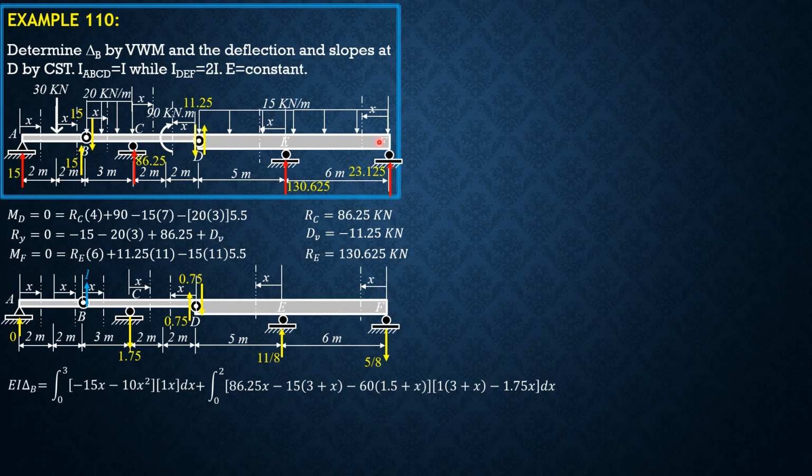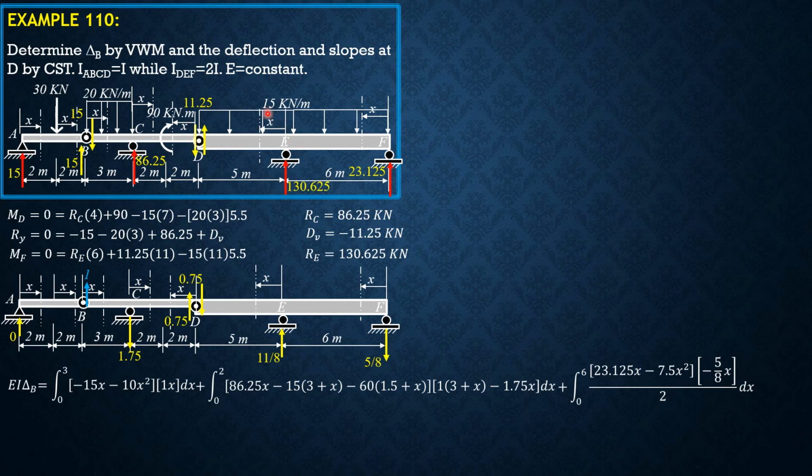So plus integral 0 to 6 of 23.125 times x, then minus 15 times x times 6 over 2, or minus 7.5 x squared, then minus 5/8 of x, and divided by 2 because the moment of inertia of DEF is 2 times that of ABCD.